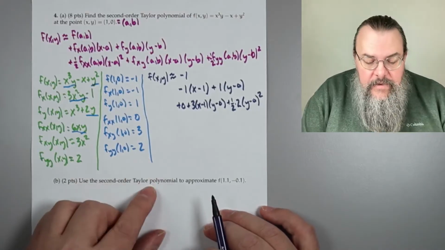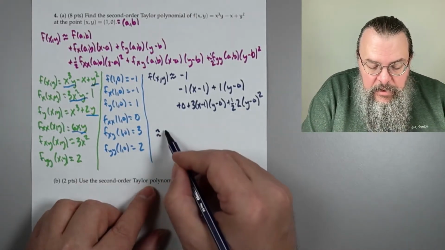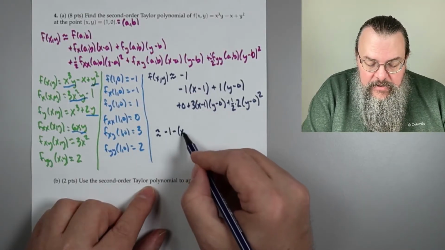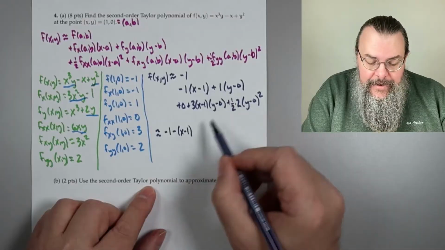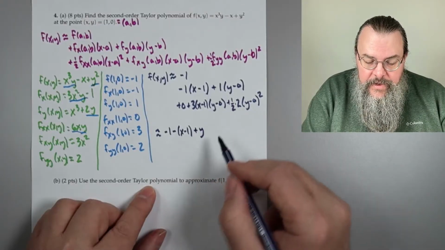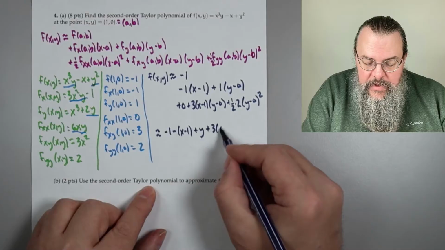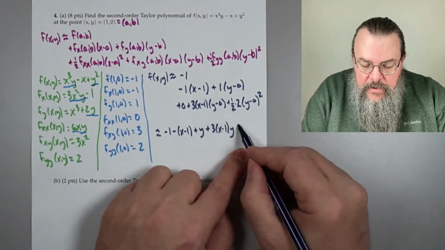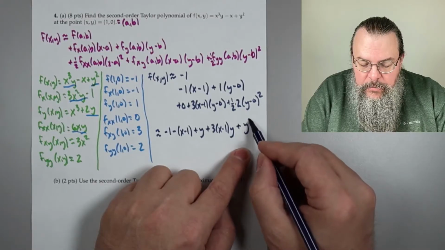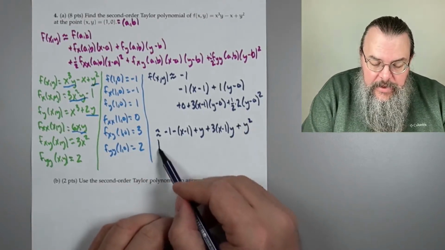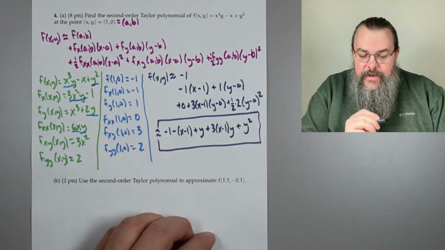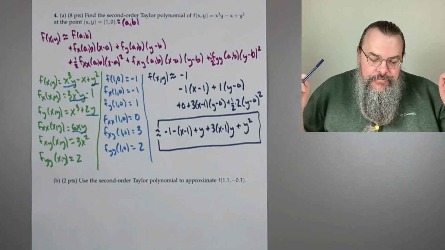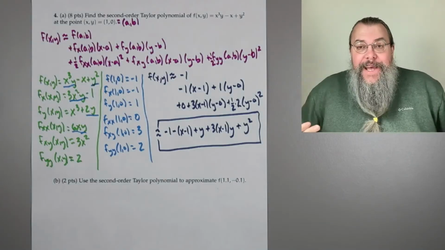And we can clean this up. Say, okay, so that's minus 1, subtract (x minus 1), add what y is, add 3 times (x minus 1) times y, and 1/2 times 2 makes 1, so add y squared. And there we go. There is our second order Taylor polynomial. Nice. Now, you might say, shouldn't we expand?